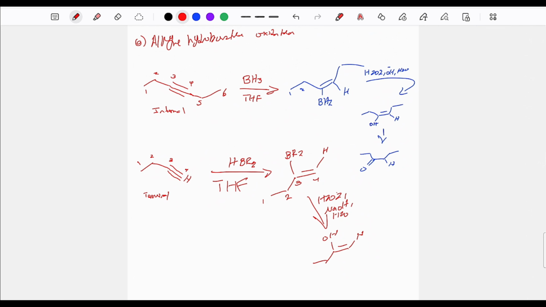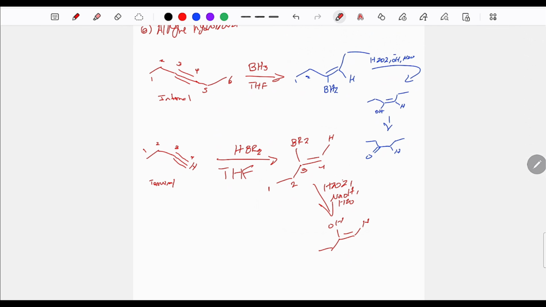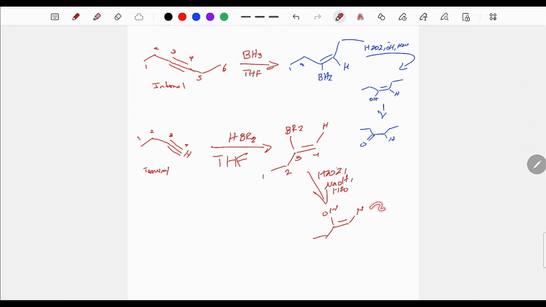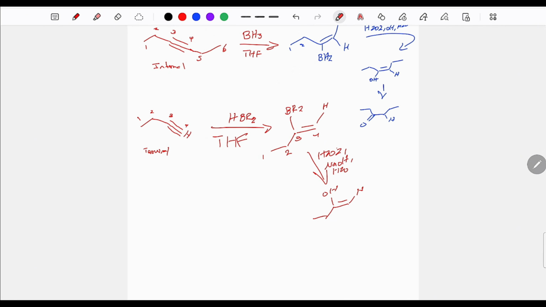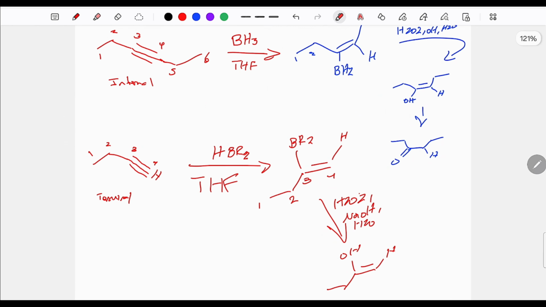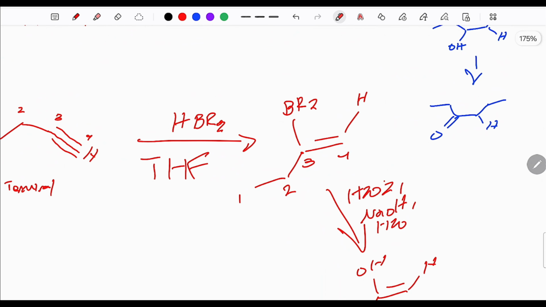Absolutely sorry about that. This is wrong. And this is a great opportunity. Anybody tell me why this is wrong? Because a borane will always add to the less substituted carbon. In this case, it didn't really matter because it is a symmetrical alkyne, right? There's 6 carbons and no substituents, so this is good. But this one, it should actually be the reverse.